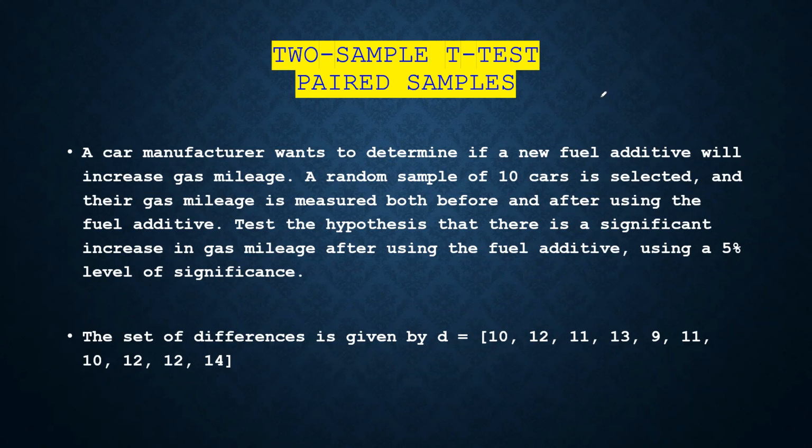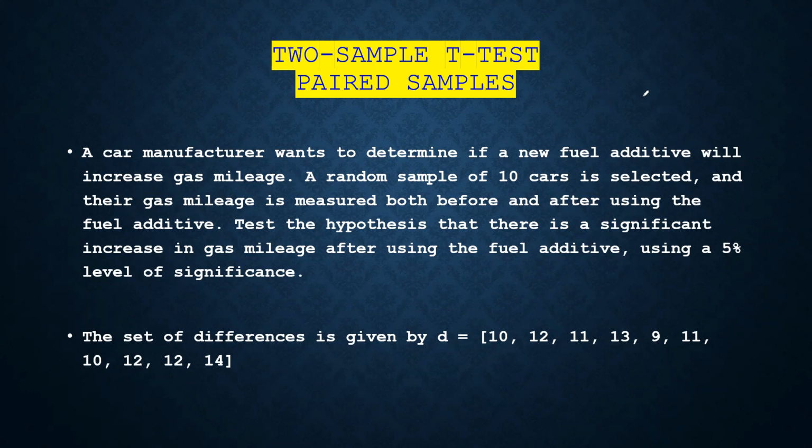Okay, so the concept is very simple. We have the same group before and after. We take a random sample and we want to come up with a set called the difference. And we're going to use that difference and do a t-test on that. So we're going to do a one sample test for paired samples.